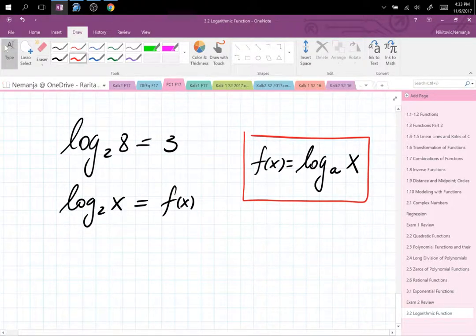Does the clock actually work in this room? Wow. Actually, I have it here, 4:33, so we're good.